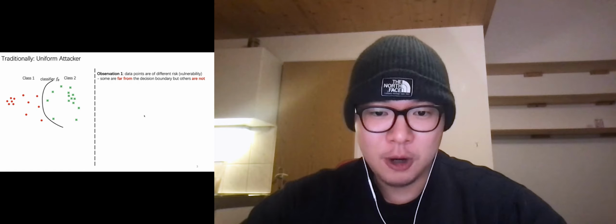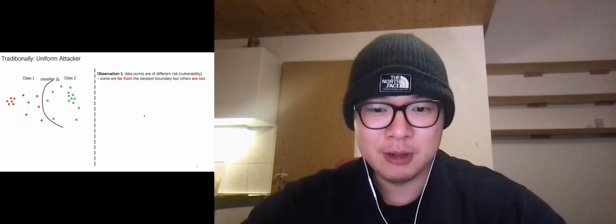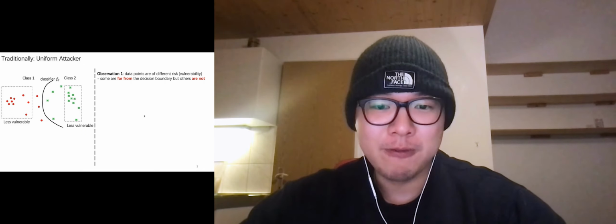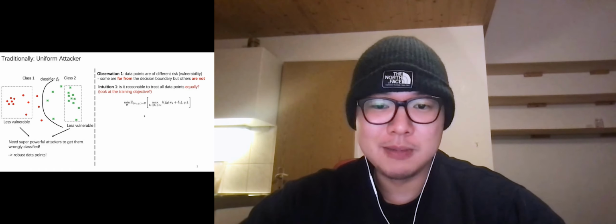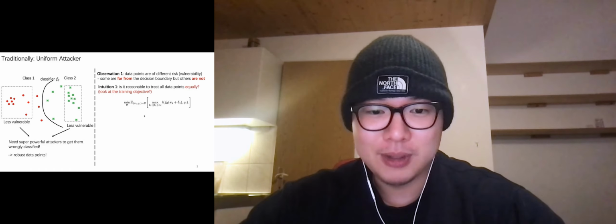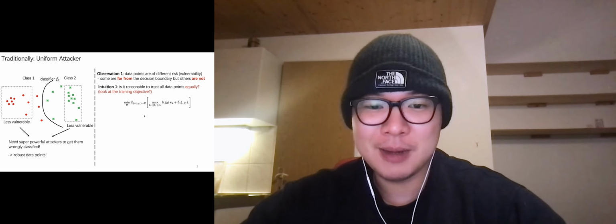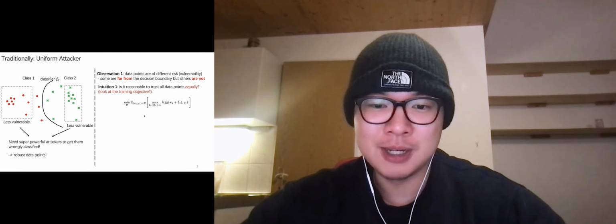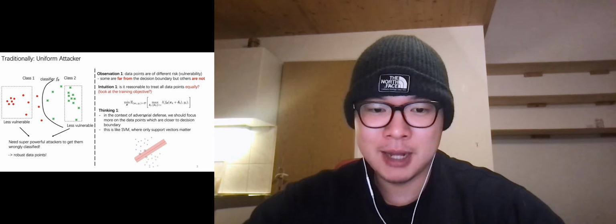The very first observation is that all data points are of different risk and vulnerability by nature. Some of them are far from the decision boundary, but others are not. Therefore, we might ask, is it reasonable to treat all data points equally? Maybe it could be better if we focus more on the data points that are closer to the decision boundary, since they are more vulnerable. And I think this is just like support vector machine, where only support vectors matter.